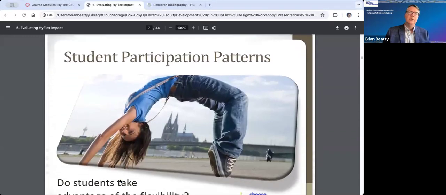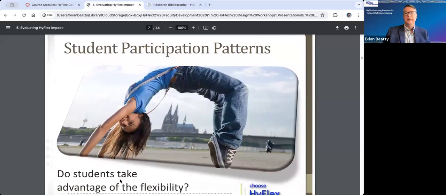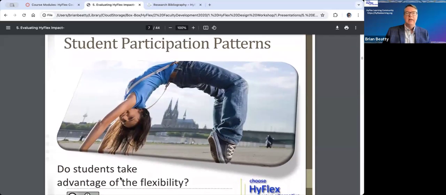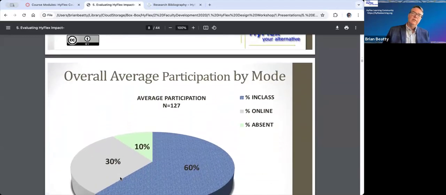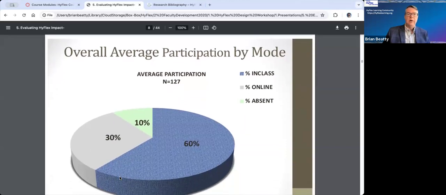So when we look at student participation patterns, this is something I looked at pretty early. I wanted to make sure that I was offering different modes that students would actually find useful. Because I was doing this because I thought students needed to have some flexible paths, some different paths. And I couldn't dictate on a week-to-week basis who needed to be in person, who needed to be online. And so I wanted to see what would happen. And so I checked the participation by mode.